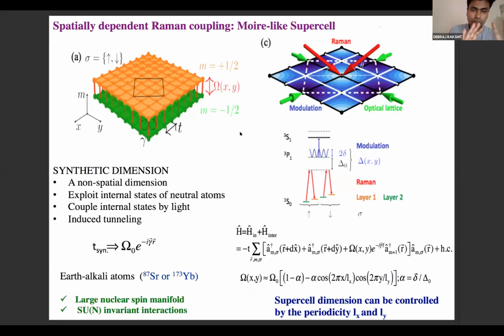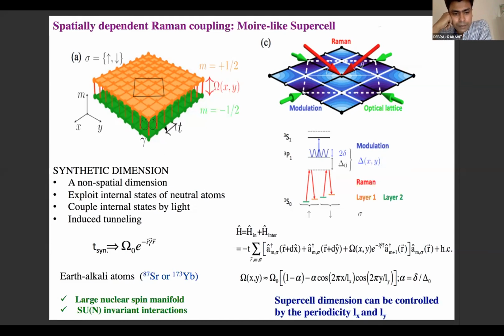This slide more or less sketches the schematics of our proposal. On the left-hand side, you can see that there are two layers, and these two layers are created by two internal states of neutral atoms. Then we can couple them by light. When we couple these internal layers by light, this creates an induced tunneling, which is our synthetic tunneling. The gauge field comes from the recoil momentum from the Raman light, and this recoil momentum will give you a phase, which is shown by this gamma. Each of these plaquettes will actually have a non-zero flux.